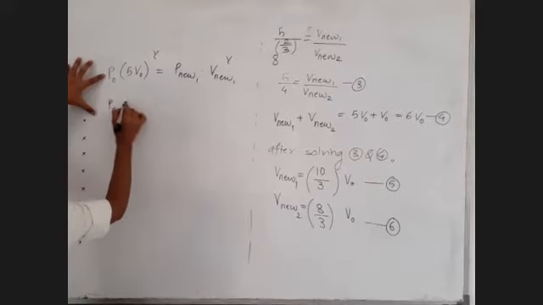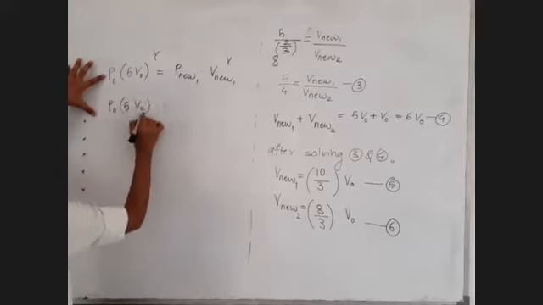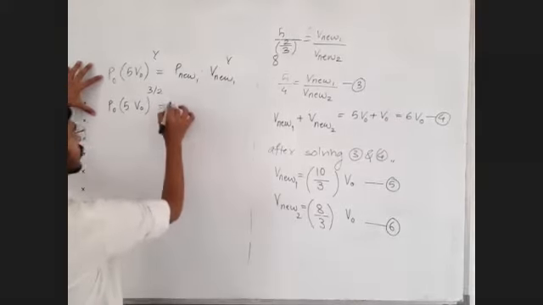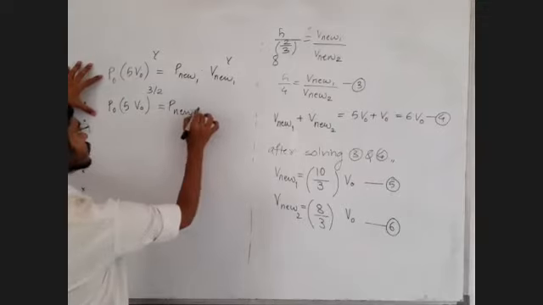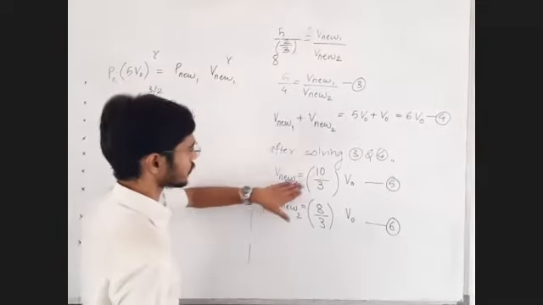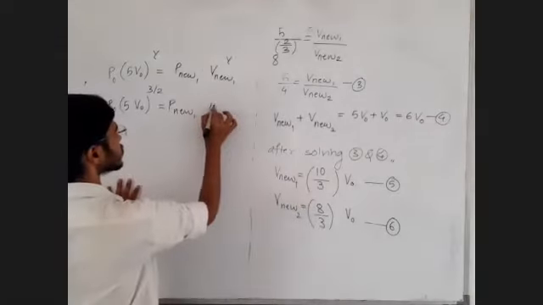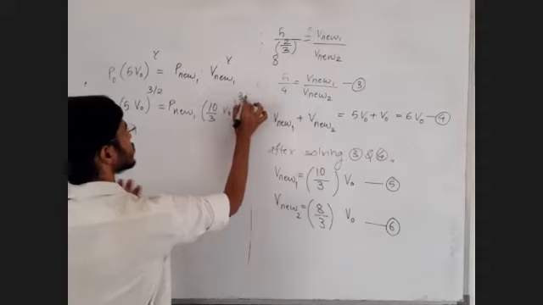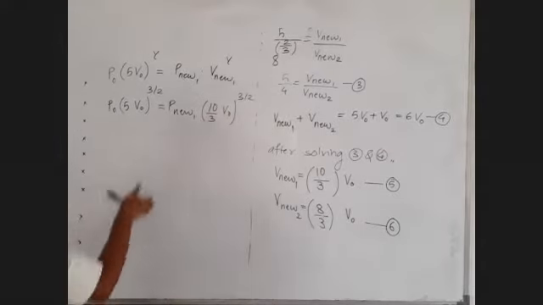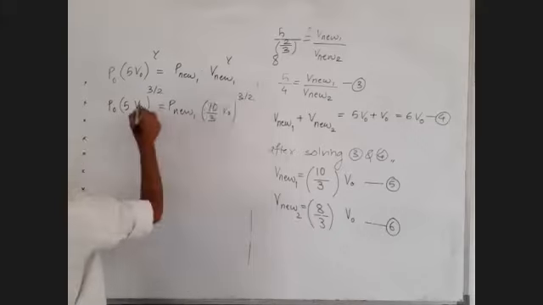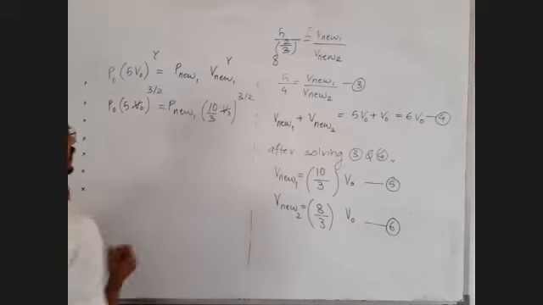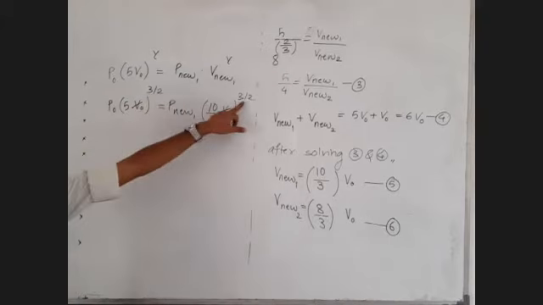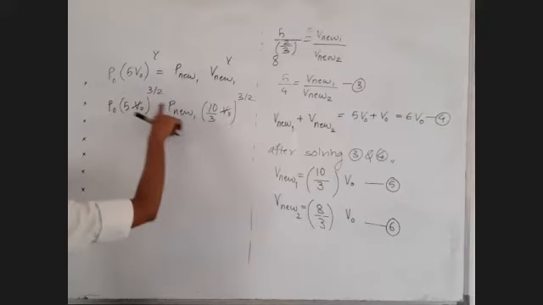So P0 (5 V0) raised to gamma. Gamma is 3 by 2, 1.5. P new 1 we want to calculate, multiplied by V new 1. What is V new 1? 10 by 3 times V0, raised to gamma. Gamma is 3 by 2. Now this V0 raised to 3 by 2 gets cancelled on both sides, but the 5 raised to 3 by 2 and the 10 by 3 raised to 3 by 2 will remain as they are.